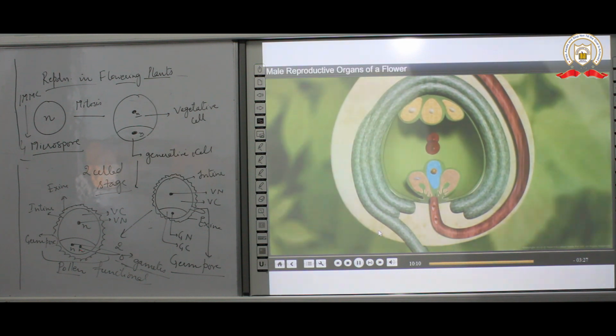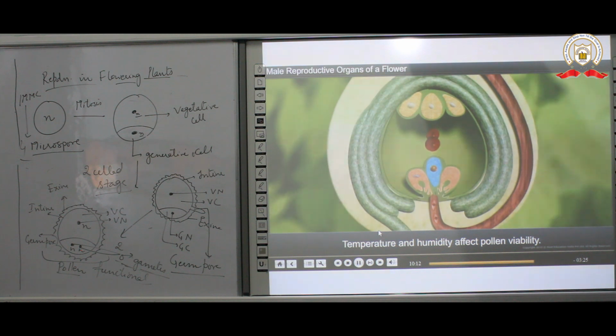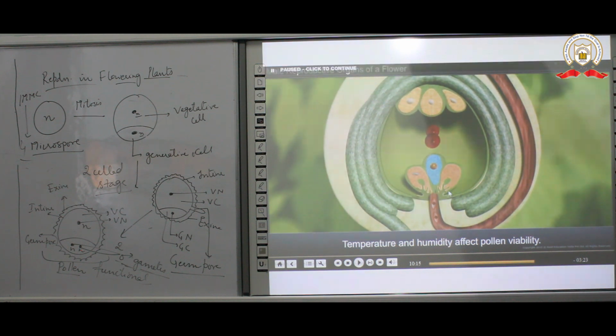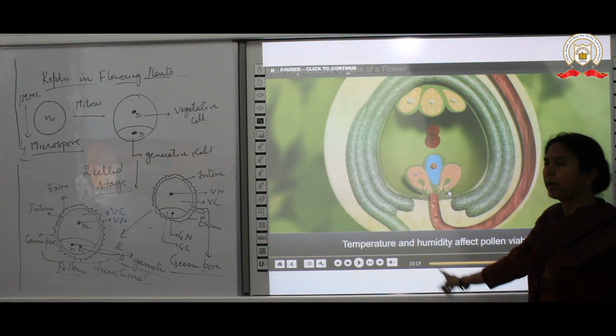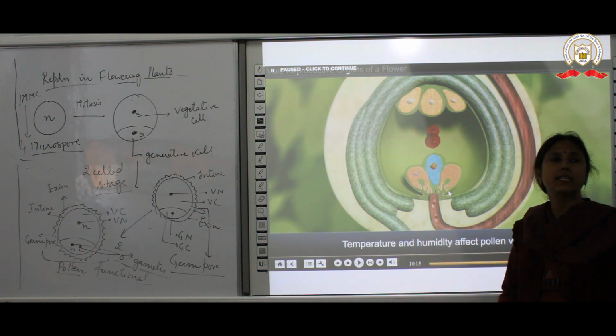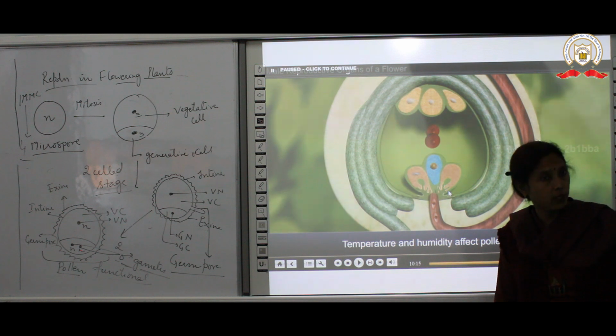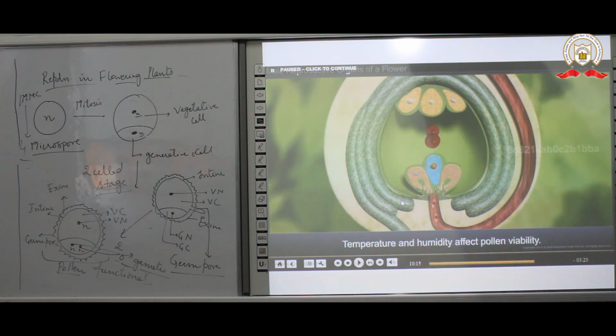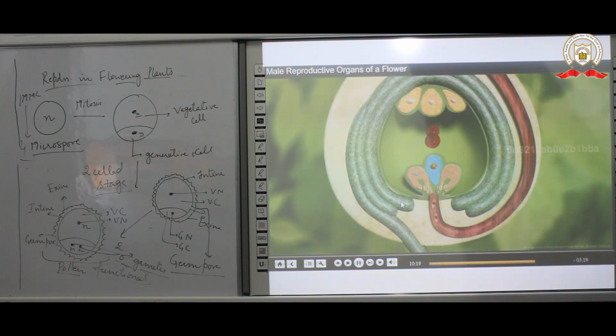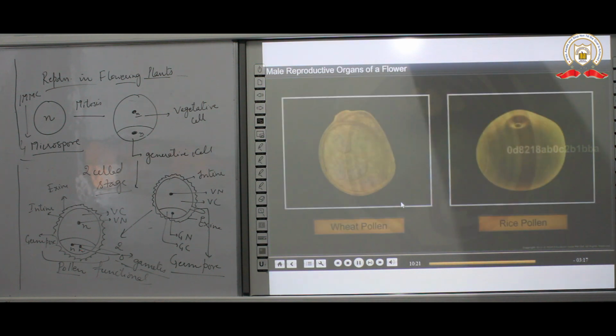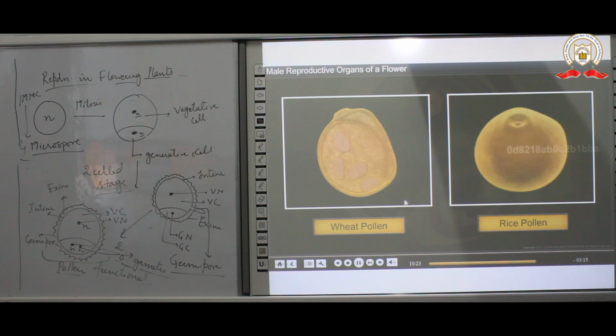However, factors such as temperature and humidity affect pollen viability. You must remember what pollen viability is, what factors are responsible, and what is the tentative viability period of a particular pollen. It can be 30 minutes, it can be 1 day, it can be a week or a year also. Moreover, pollen grains of different plants have different periods of viability.